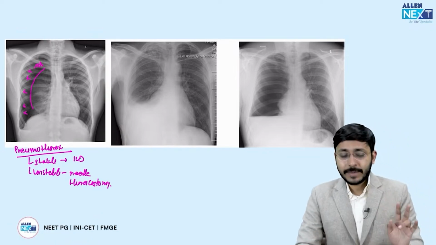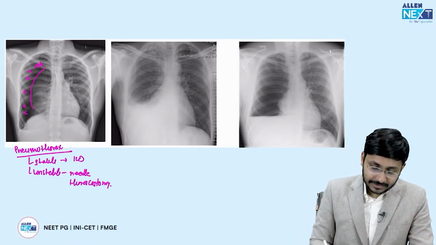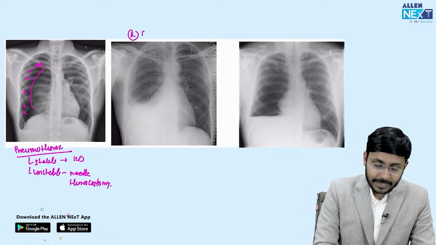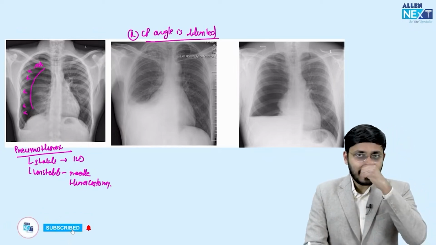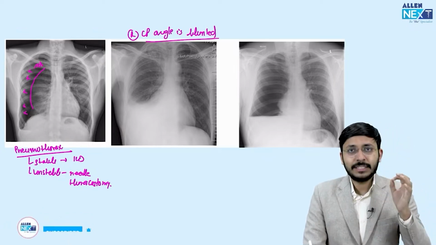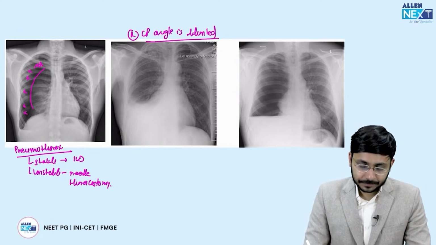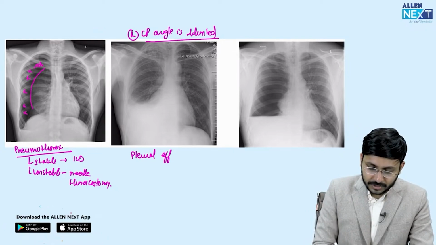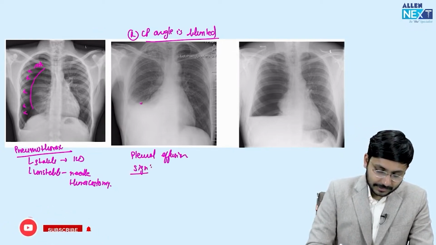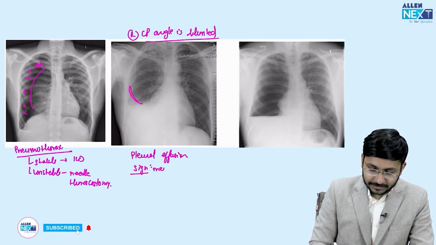Now the second image, what do we see here? We see that the right CP angle is blunted. We see blunting of the right CP angle. So this tells us that this is a pleural effusion. And what is this sign that we are seeing here? This is the meniscus sign.